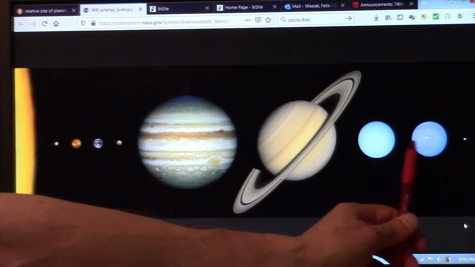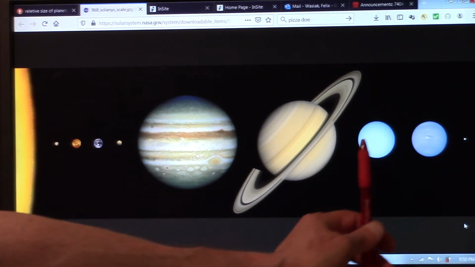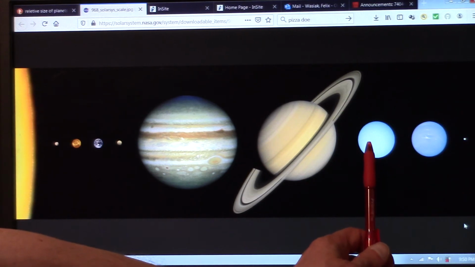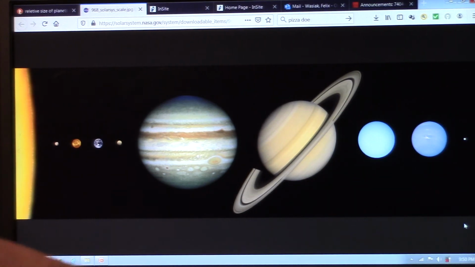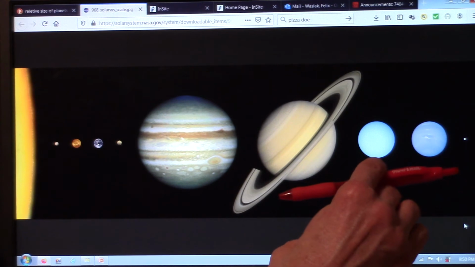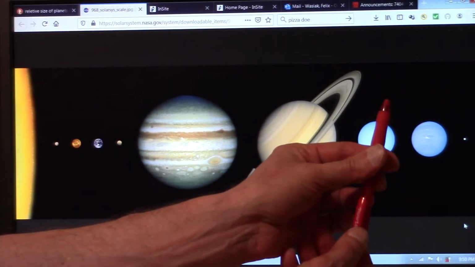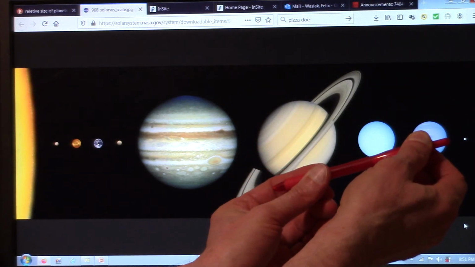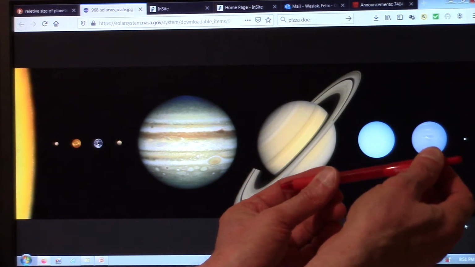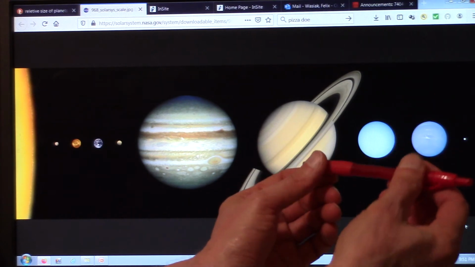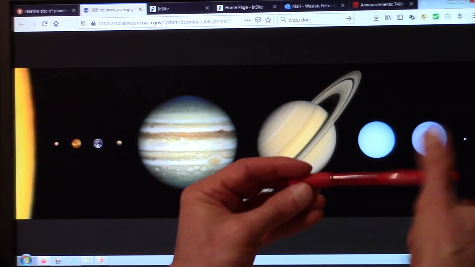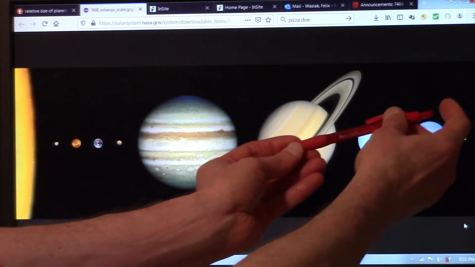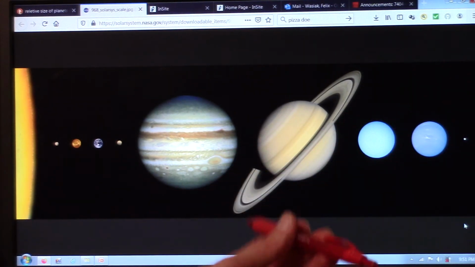Uranus and Neptune. Very pretty planets, kind of bluish. What's interesting about Uranus is that it is tilted on its side about 90 degrees. So the theory is that early in its formation it was hit by a big object of some sort, a big meteor or another planet, and knocked on its side. So it actually spins this way, and its poles are sideways. So very interesting.